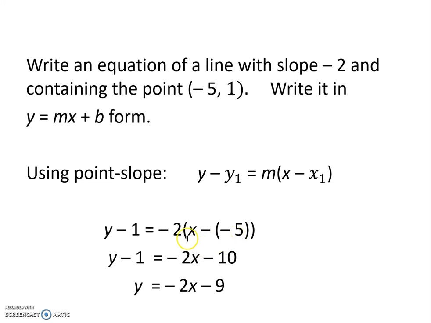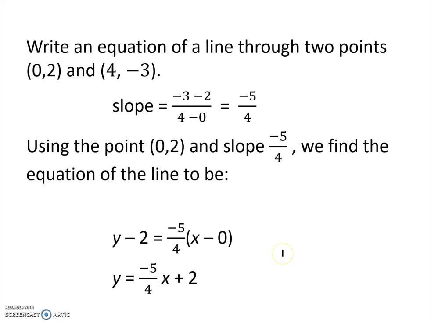So then we simplify by taking -2 times x, and we get -2x. We have a negative times a negative, which makes this a +5, but when we take it times -2, it becomes -10. Continuing to simplify, we add 1 to both sides, and we find our equation of a line, y equals -2x minus 9.